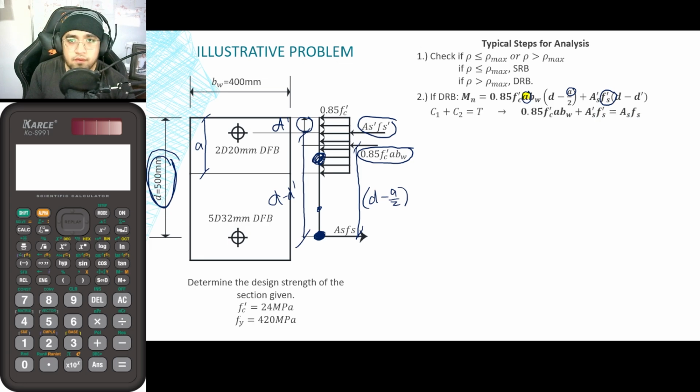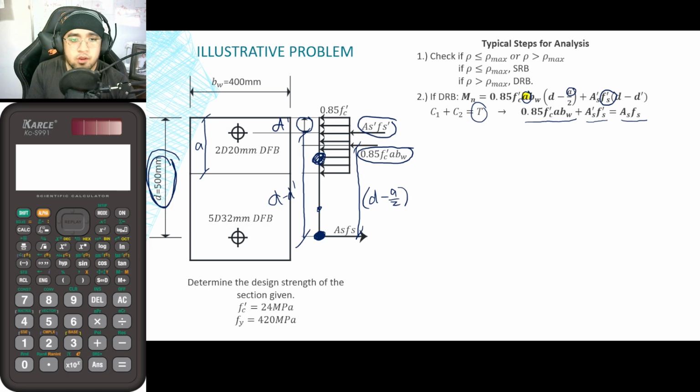So before, if you would be solving for the value of A, what you would be doing is just solving for the horizontal forces, where the compression force is equal to the tension force. From that, you write your equation for compression equal to tension: 0.85 fc' a b w plus As fs' is now equal to As fs. So we still have another issue here.